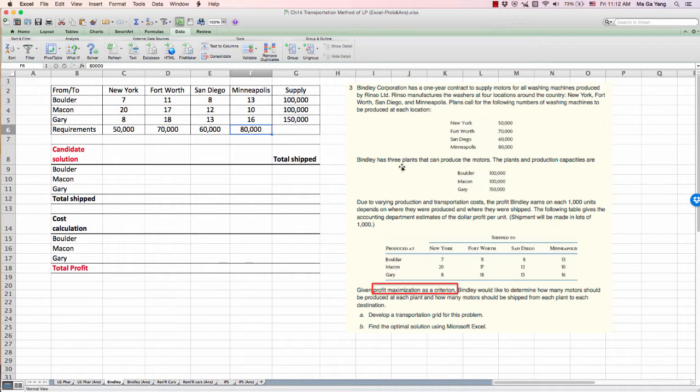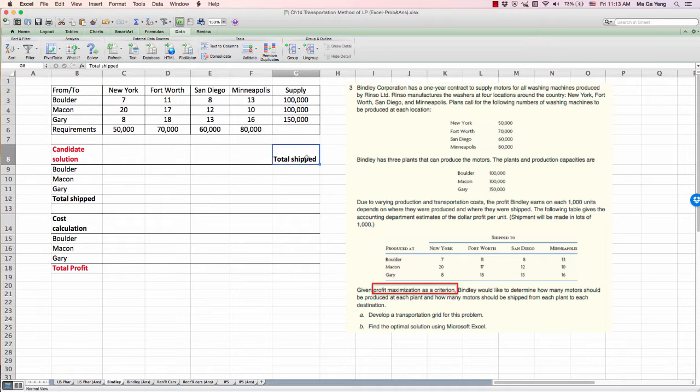And then Bindley has 3 plants that can produce motors: Boulder, Macon, and Gary. These are the supply capacity, or production capacity, that Bindley can produce. Due to varying production and transportation costs, the profit Bindley earns on each 1,000 units depends on where they were produced and where they were shipped. They have to find the optimum solution to maximize the profit. So where they produce, how much they produce, and how much they ship.